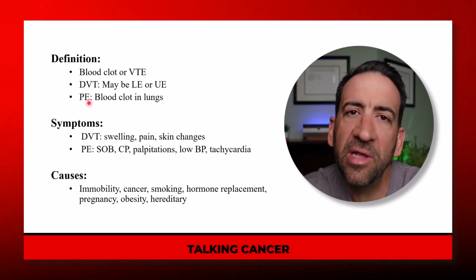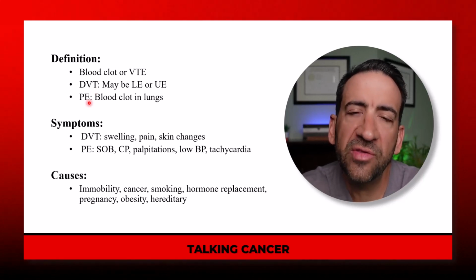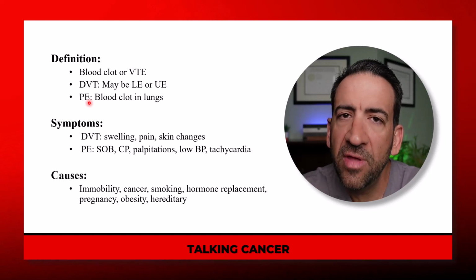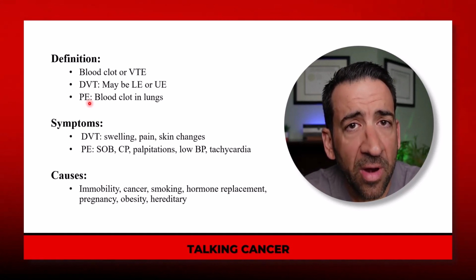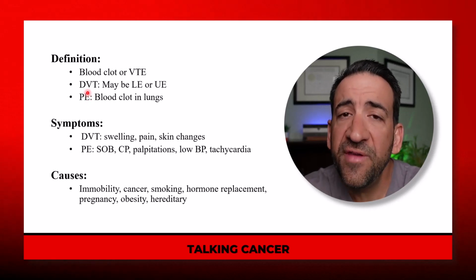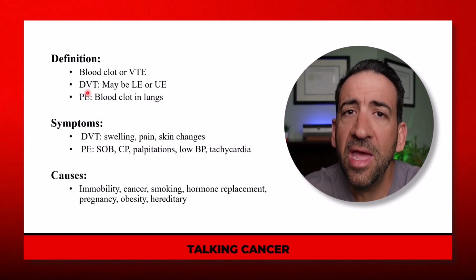Now, a pulmonary embolism is when one of these blood clots in the legs or the arms breaks off and travels to our lungs. These can be life-threatening, and this is what we fear the most when you develop a DVT.